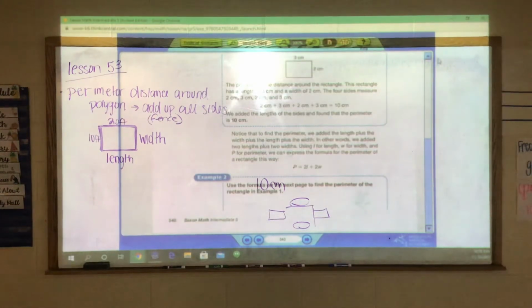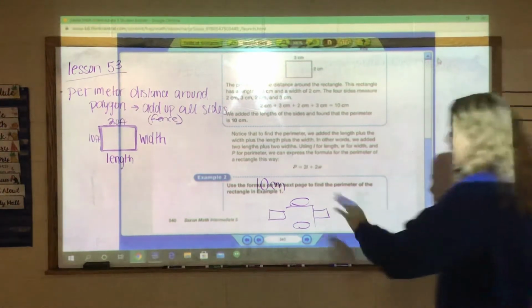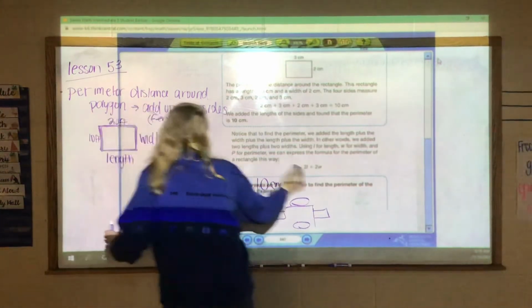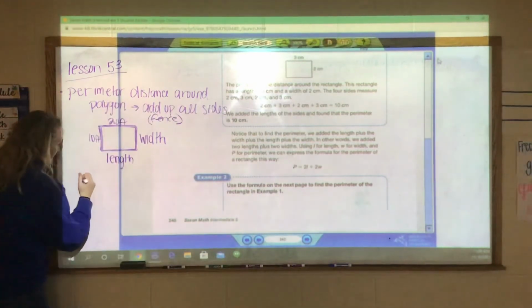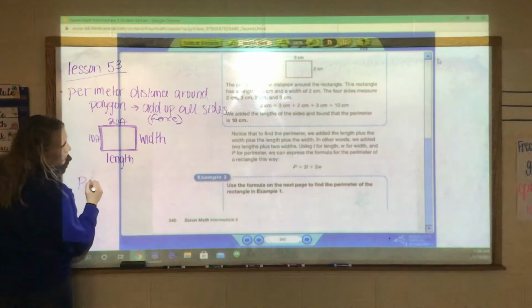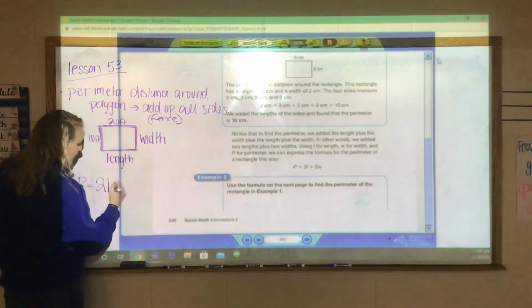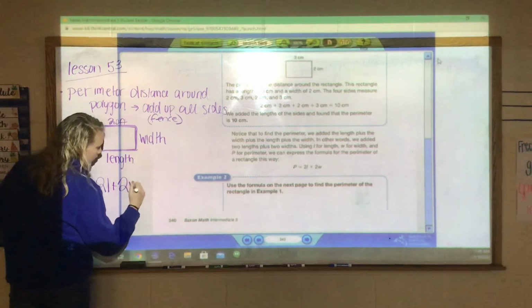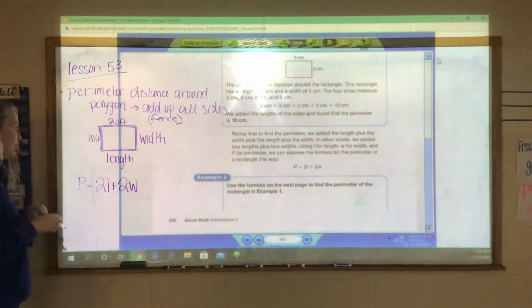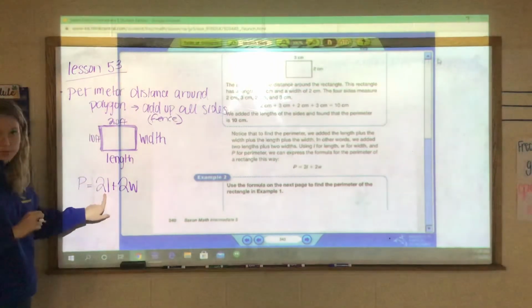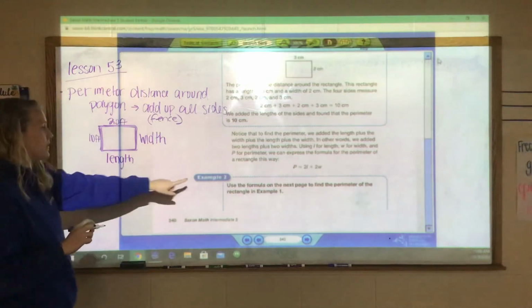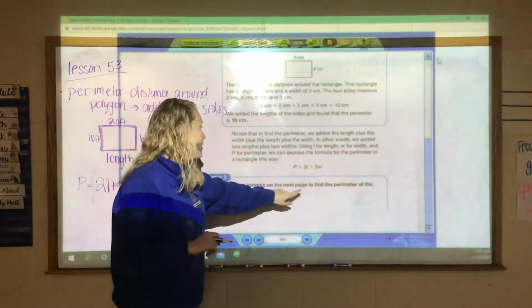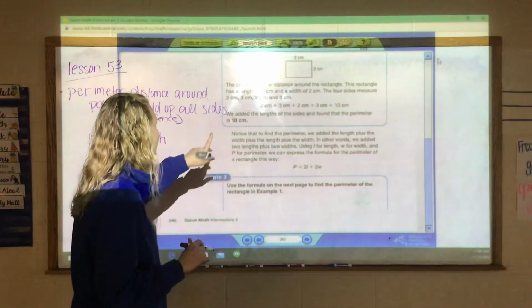We can use this formula if it is a rectangle. So you can use this formula: perimeter, the P, equals 2 length plus 2 width. That's just saying you multiply your length times 2, and you multiply your width times 2. Okay, so let's look at this. So use the formula on the next page to find the perimeter of the rectangle in example 1.